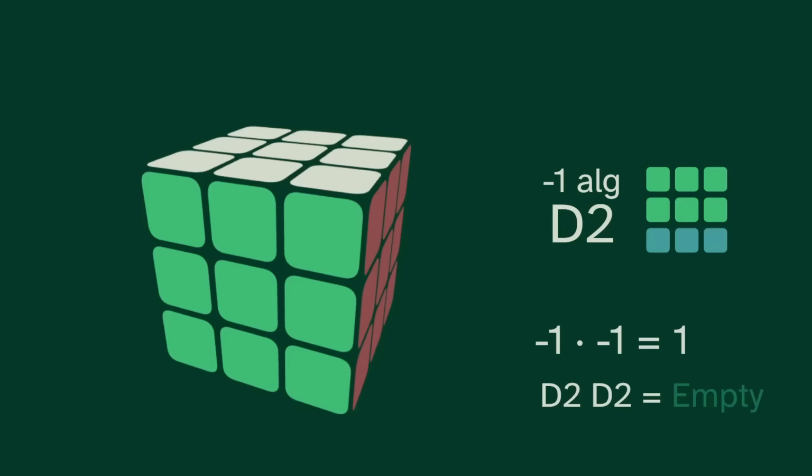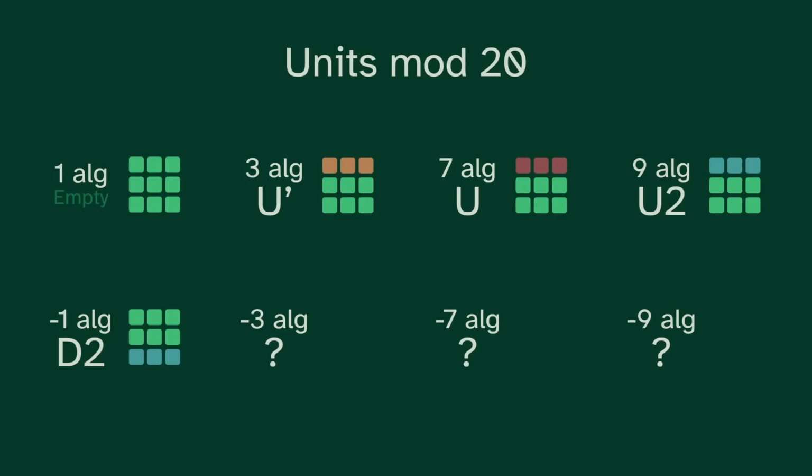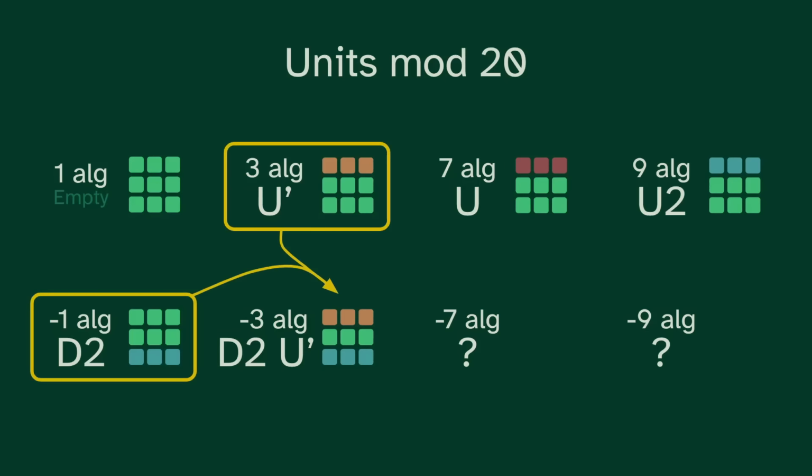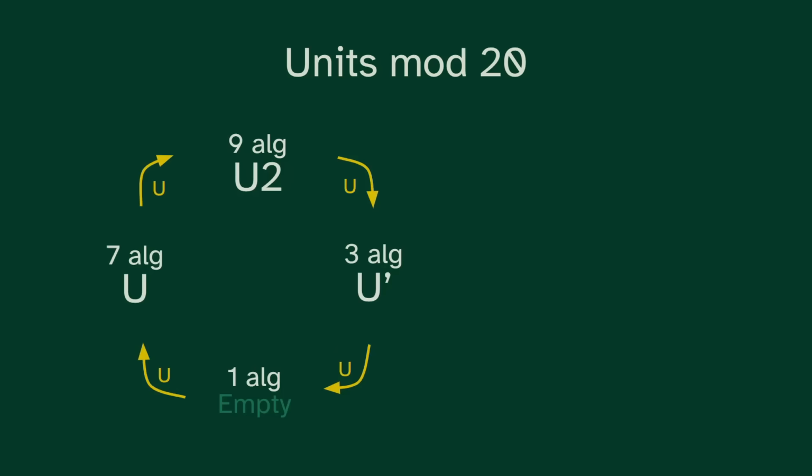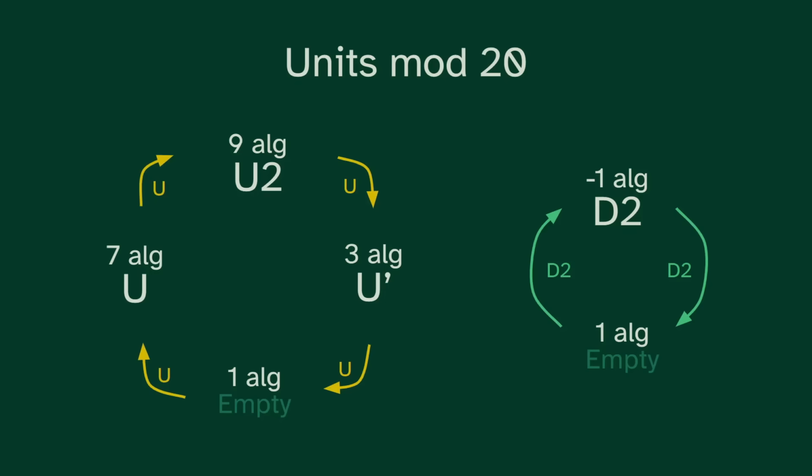-1 times -1 is 1, and d2 followed by d2 cancels out. So then the -3 alg is d2u prime. It's just the -1 and 3 alg combined. Similarly, the -7 alg is d2u, and -9 is d2u2, and we're done. This works for mod 20. Looking at the structure, we have a 4 cycle and a 2 cycle. It's a little more complex than mod 10.